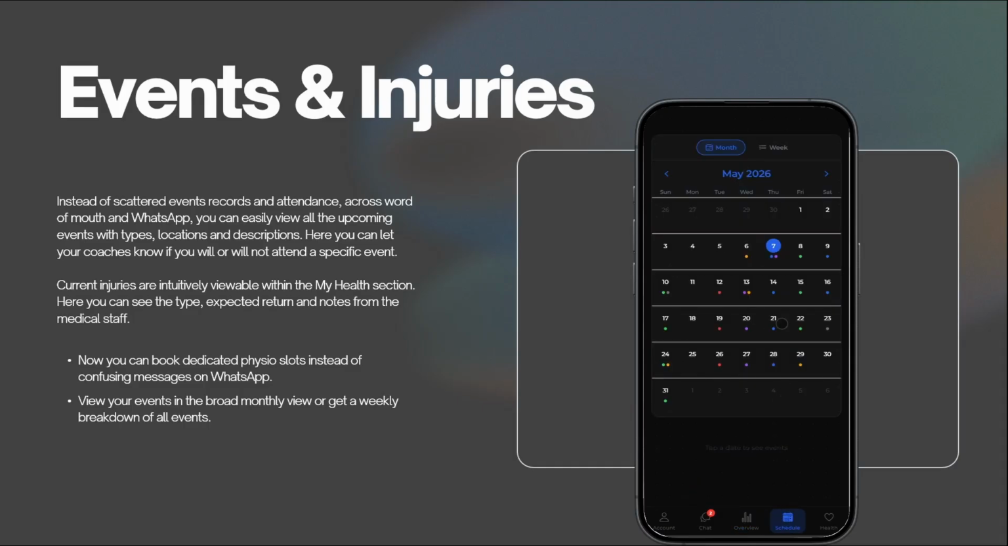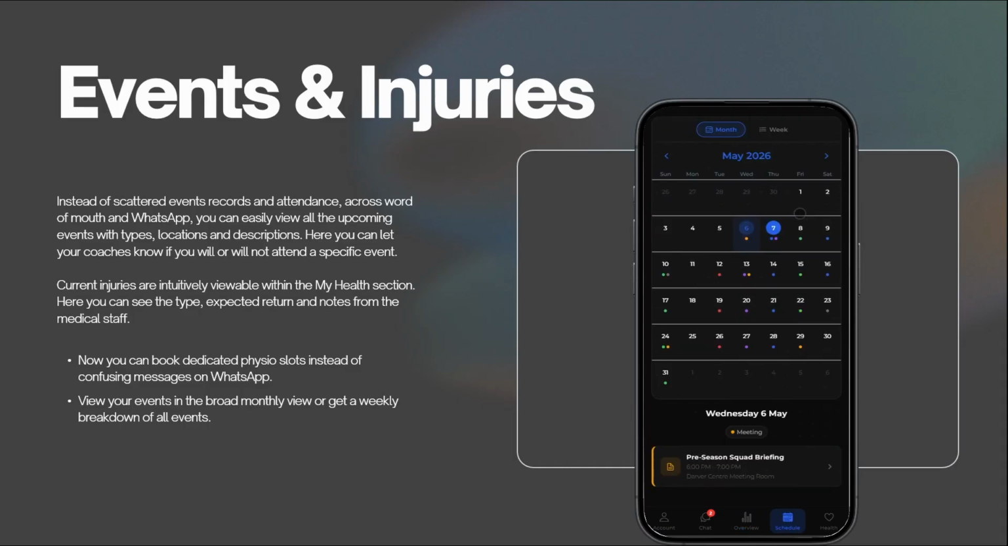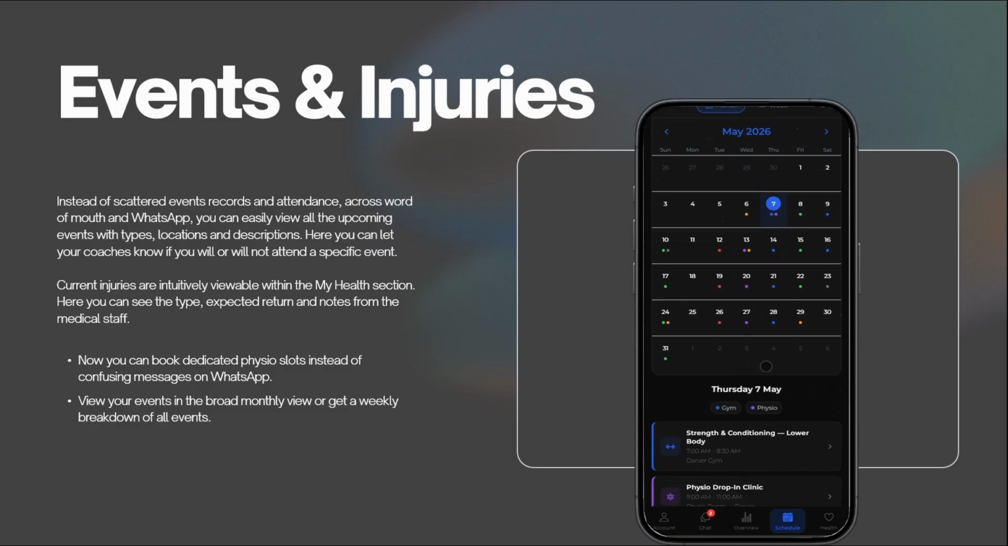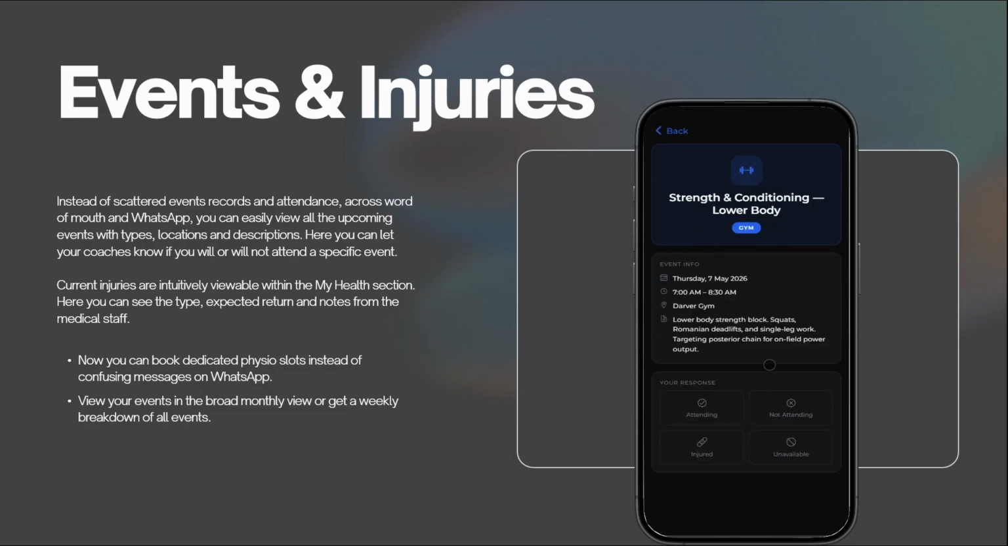So this is the schedule, and the demo is showing it from the athlete's perspective. Tapping into any event brings up the detail screen, the date, time, location, description, all in one place. And then right there, the athlete can submit their RSVP, attending, not attending, injured, or unavailable. That response goes straight to the coaches, so they know exactly who to expect and no chasing people on WhatsApp.